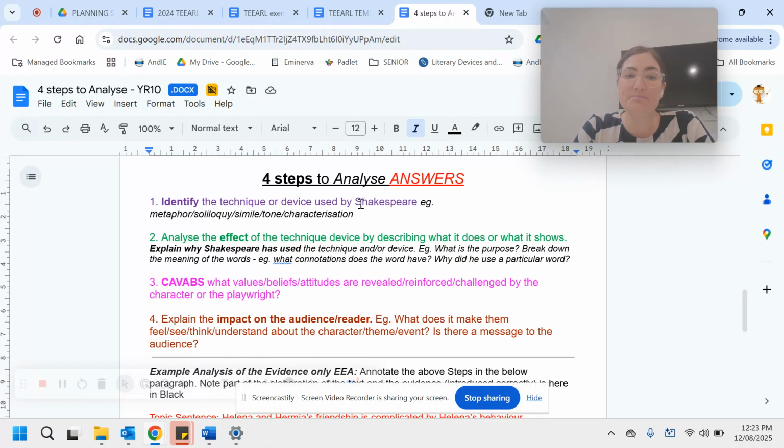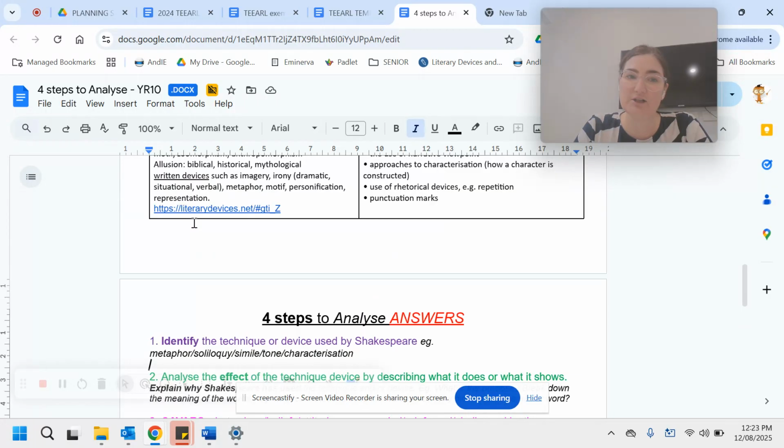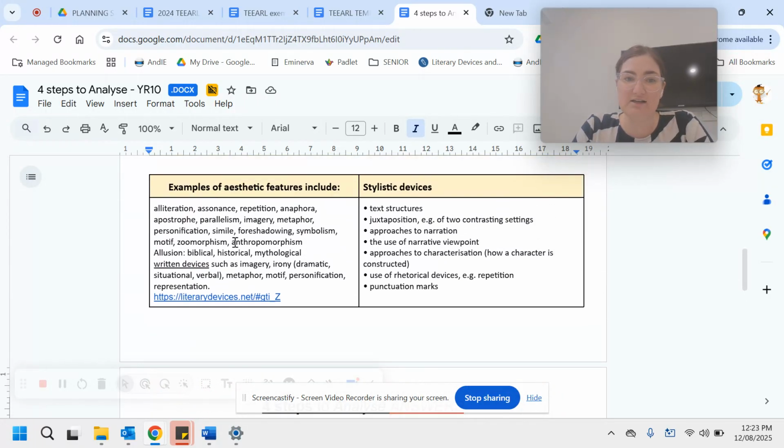So it's really important. When I'm talking about devices or techniques, I'm talking about metaphors, similes, tone, characterization, soliloquy. There's some other examples here: repetition, anaphora, imagery, foreshadowing, whatever it is. So there's examples of aesthetic features here, and you have to get really familiar with those throughout senior English. There's a website here called literarydevices.net that has a great list of all of them. If you're unsure of them, it's a good time to start learning them, because they need to be in every bit of analytical writing that you write from grades 10, 11, and 12.